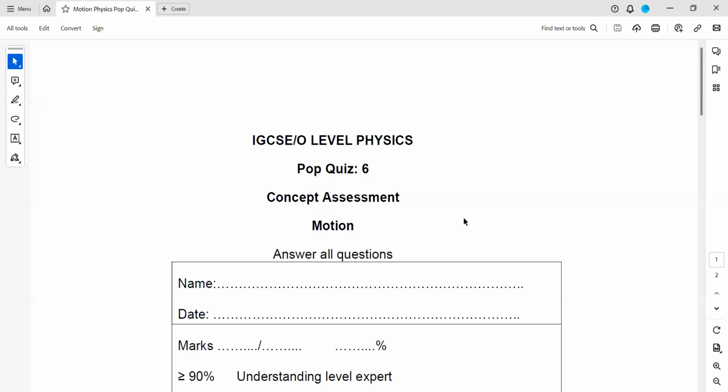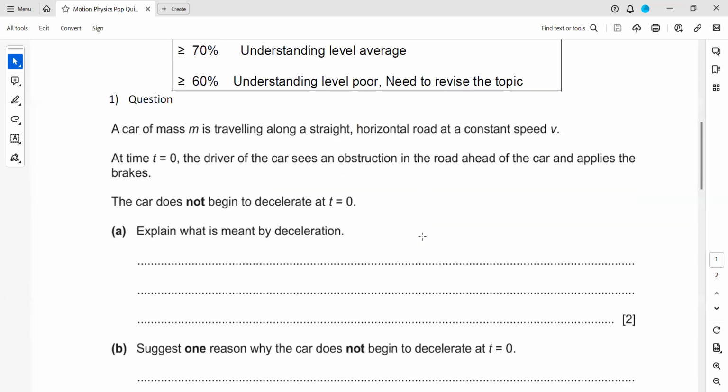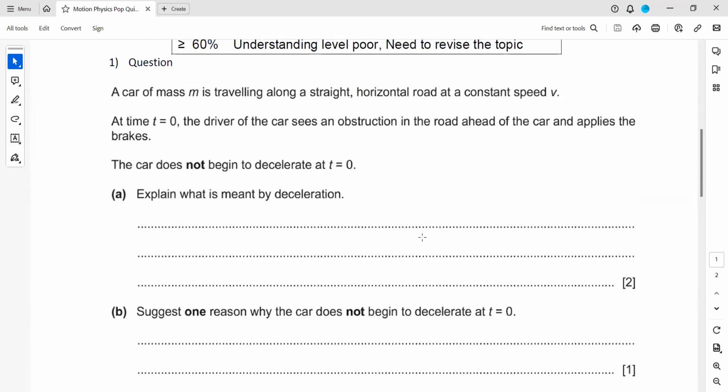So this was a pop quiz related to motion, pop quiz 6. In the first question, a car of mass m is traveling along a straight horizontal road at a constant speed. So the car is moving at a constant speed. Whenever an object moves with a constant speed, what is the resultant force? The resultant force on the object is zero. There are forces, but the resultant force is zero.